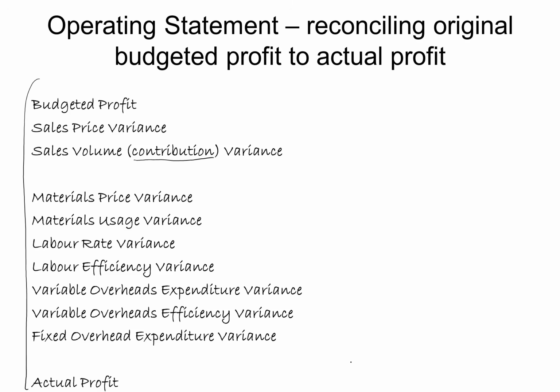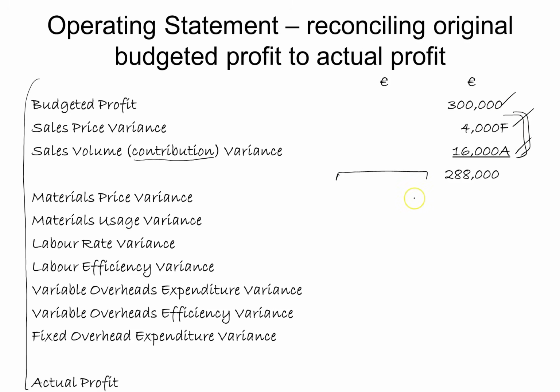So, popping in the original budgeted profit, we have 300,000. The sales price variance was 4,000 favorable, so I'll put that in there, and the sales volume variance was 16,000 adverse, so I'll put that in there. So it's going to be 300,000 plus 4,000 minus 16,000, which gives me 288,000. Those 2 variances come from the table we had.